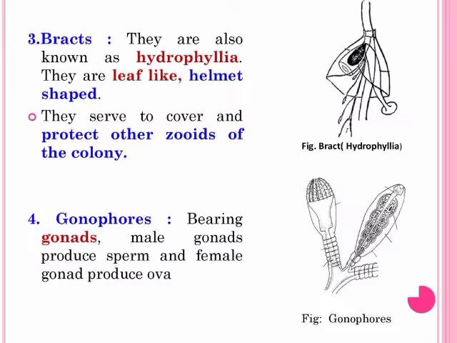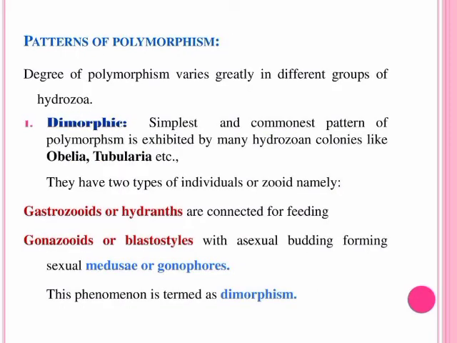Patterns or grades of polymorphism among cnidarians. In general, three grades of polymorphism can be recognized among cnidarians, namely dimorphism, trimorphism, and polymorphism. Dimorphism is the condition in which the members of a species or colony are of two different kinds. They are the nutritive zooids and the reproductive zooids. Both these are polyps. The nutritive and reproductive polyps of hydrozoa are known respectively as gastrozooids and gonozooids.